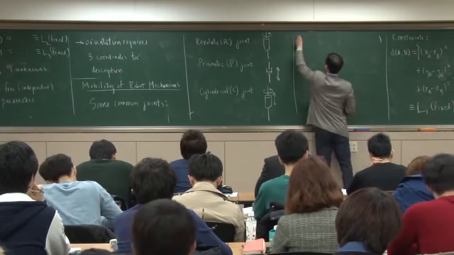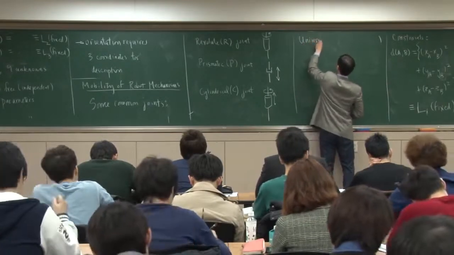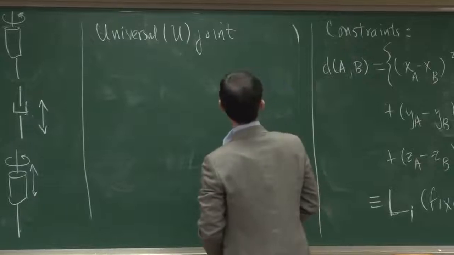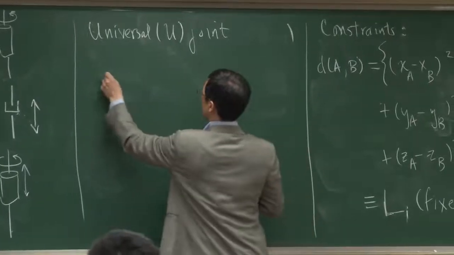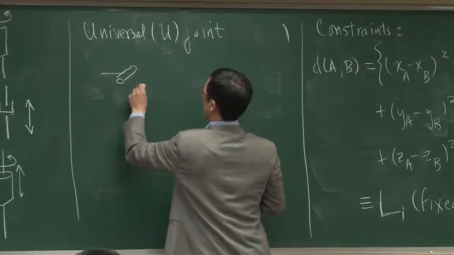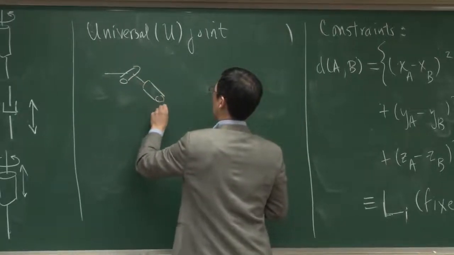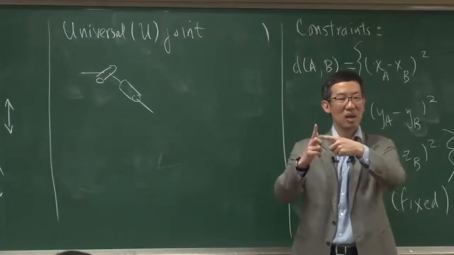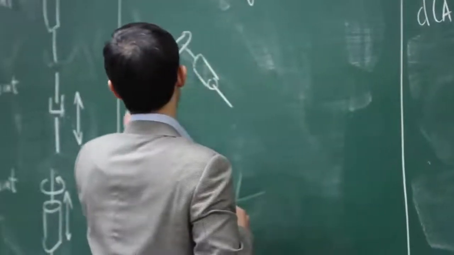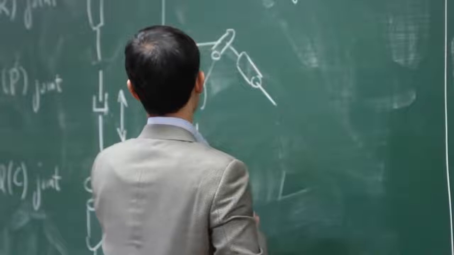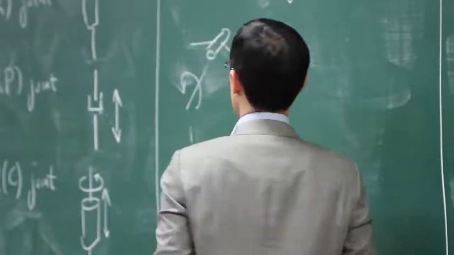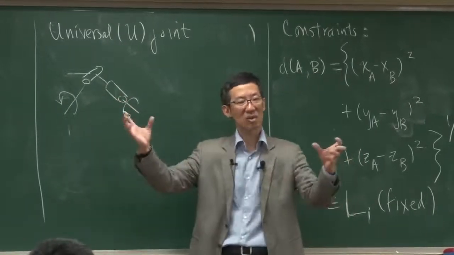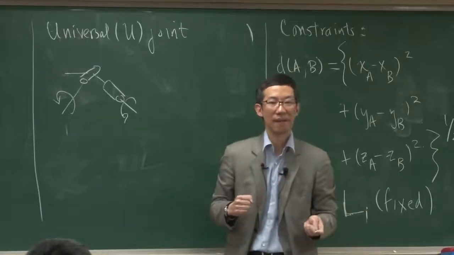Another one is the universal joint. This is just 2 R joints connected orthogonally. So there's rotation that way, and there's also rotation about this joint. As the figure indicates, this is just connecting 2 R joints in an orthogonal way.